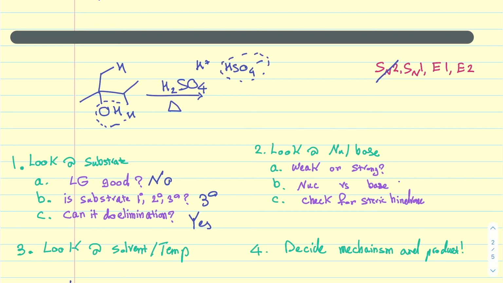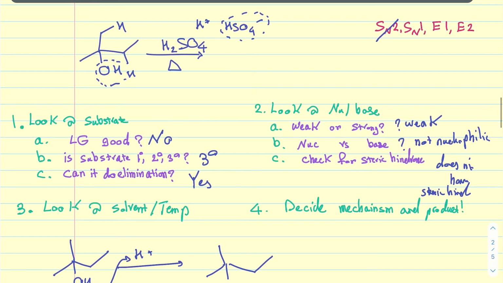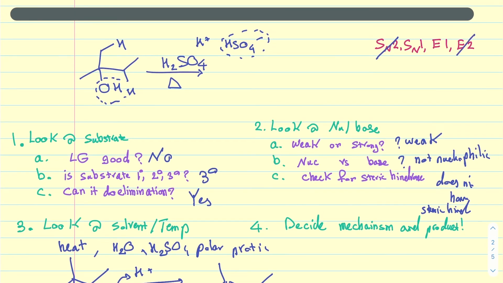Very weak and not nucleophilic at all. Doesn't have steric hindrance, so that is not a concern. And temperature, it shows heat, which would favor elimination, and solvent is probably like water and H2SO4, which is polar and protic. Now let's put all of those together. We already said that it's not going to be SN2. It's also not going to be E2 because we don't have a strong base present. Our base is very, very weak, HSO4 minus, and it's very, very non-nucleophilic.